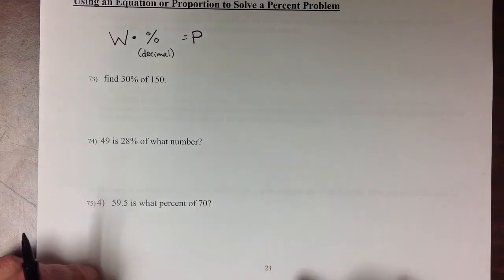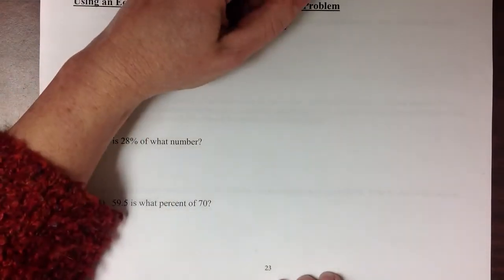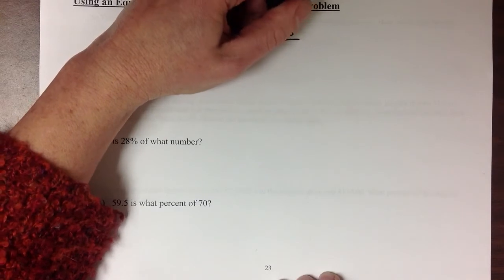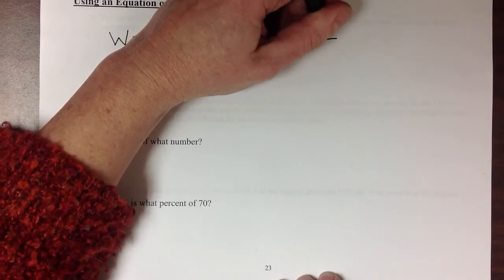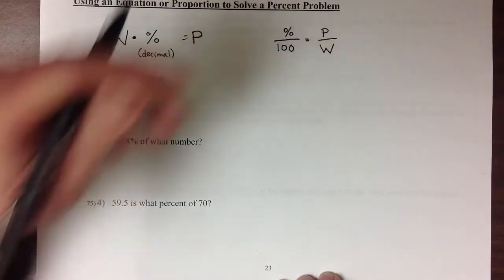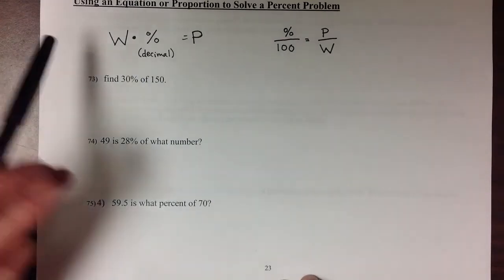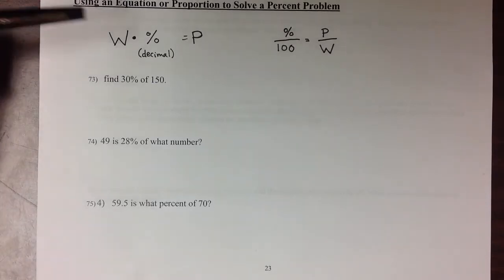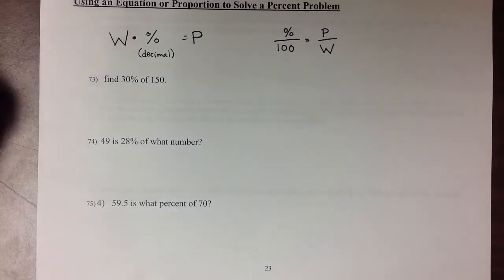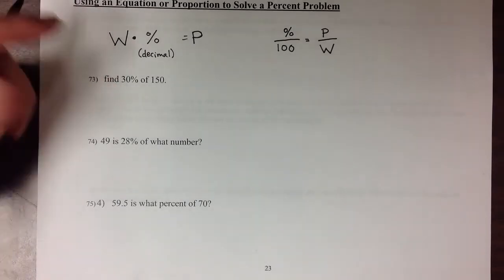Our other option is to use a proportion. With the proportion, the percent out of 100 is equal to the part out of the whole. So for these first three examples, I'm going to use both the equation and the proportion. After you've seen how both of these work, you can choose which one makes more sense to you and just stick with one or the other. Or if you'd like to learn them both and switch back and forth depending on the problem, that's okay as well. Okay?